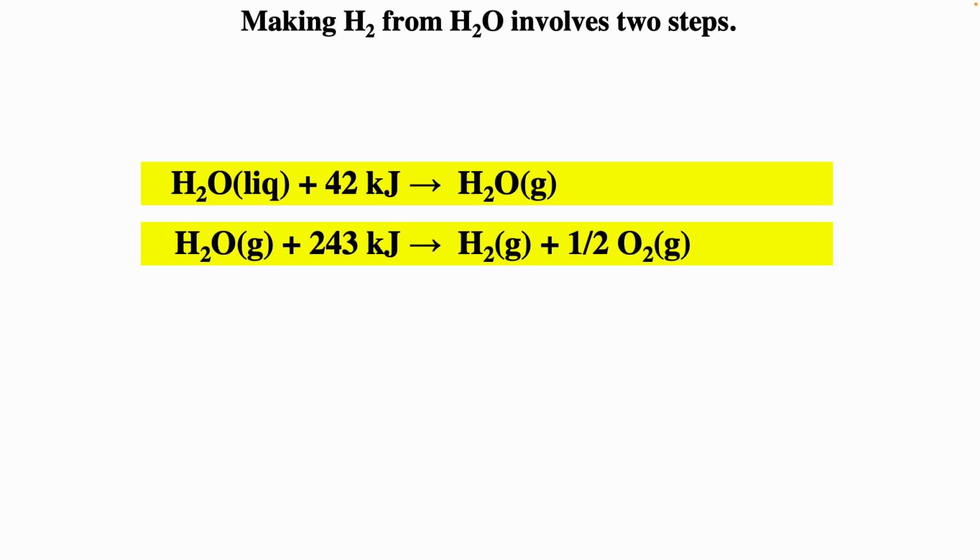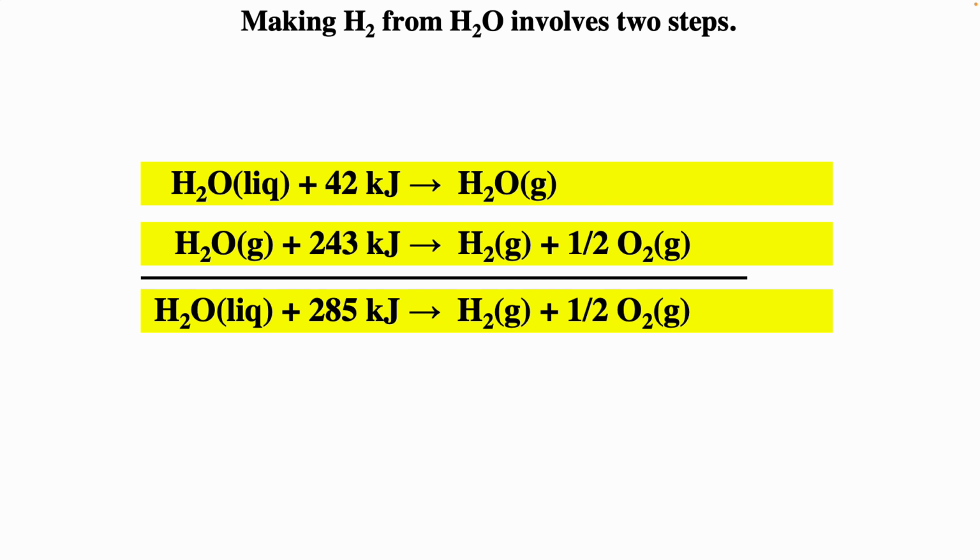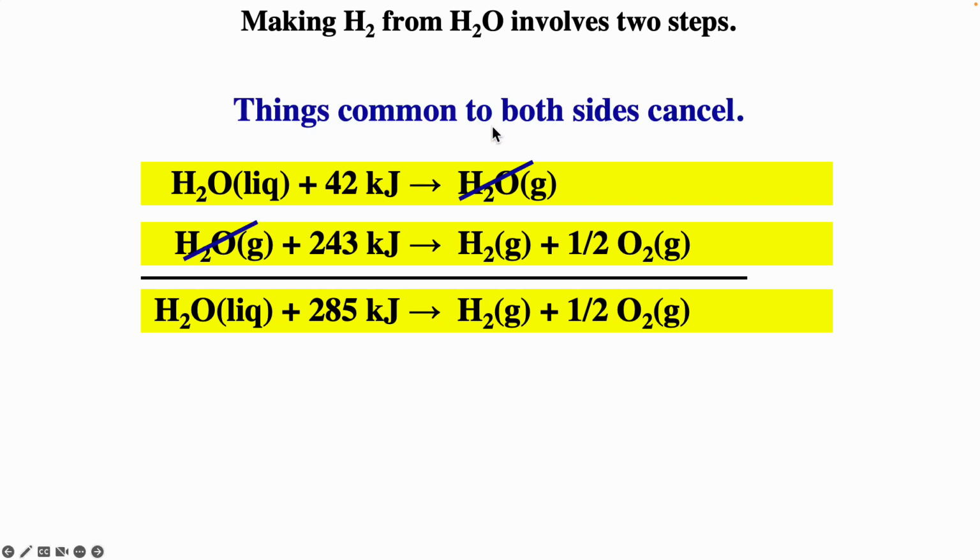We can look at another one. Making H2 from water involves two steps. We go from H2O liquid to H2O gas, and then the H2O gas to hydrogen gas plus oxygen gas. Now, if we add these two, remember things common on both sides cancel, and we have H2O liquid going to H2 gas plus O2 gas.